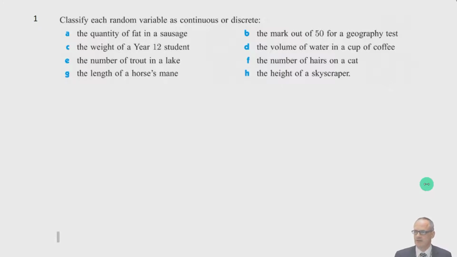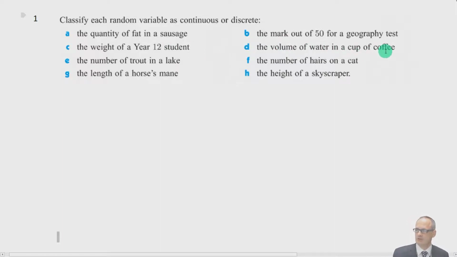If we look at part A, the quantity of fat in a sausage, well, you'd weigh that using weight, which is a measure, so therefore it's a continuous random variable. And the mark out of 50 in a geography test, well, you tend to go up in discrete values, 1, 2, 3, 4, 5, all the way up to 50, or 0 if you're really unlucky, and you get a discrete random variable. The weight of a student, weight is a measurement, it's continuous.